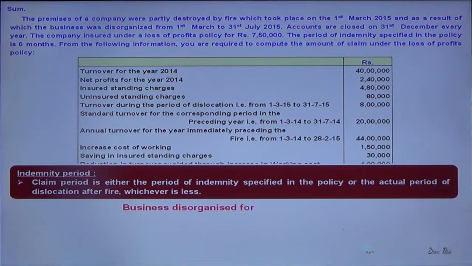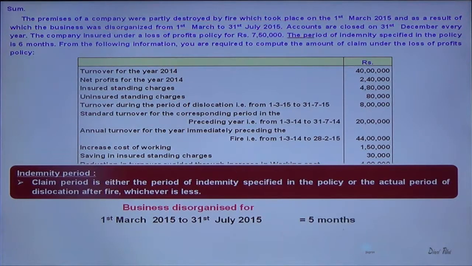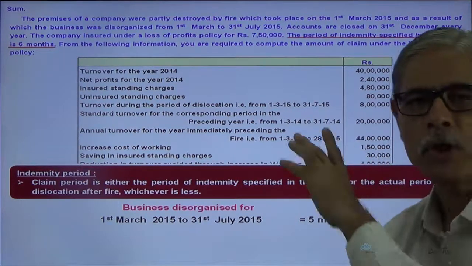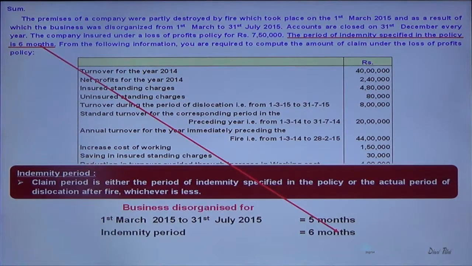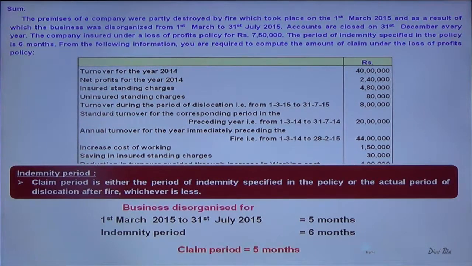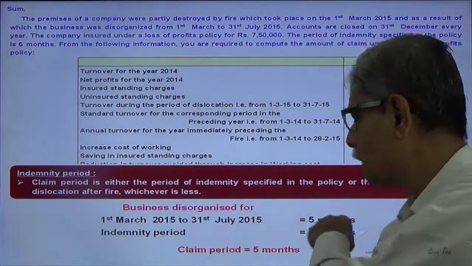Here the fire has occurred on 1st of March 2015 and the business could be re-established by 31st of July 2015. So the number of months taken to re-establish the business is 5 months. As per the insurance contract, the indemnity period is 6 months. Out of these two, whichever is less is the claim period. So the claim period is 5 months. The loss of profit will be claimed for 5 months.